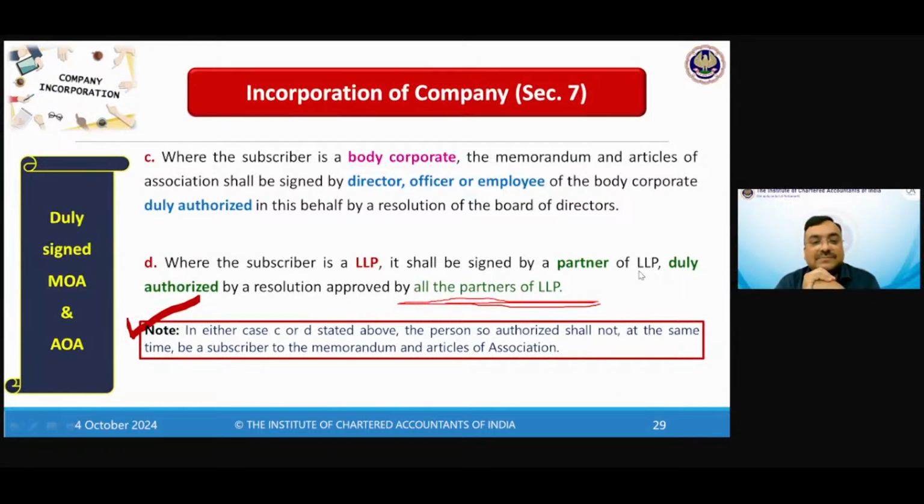Yes. So he's right कि the person who is representing the body corporate or the LLP cannot be an individual subscriber, cannot be a subscriber for his own, right? So I think the concept is clear to all of you. So आगे बढ़ते हैं.